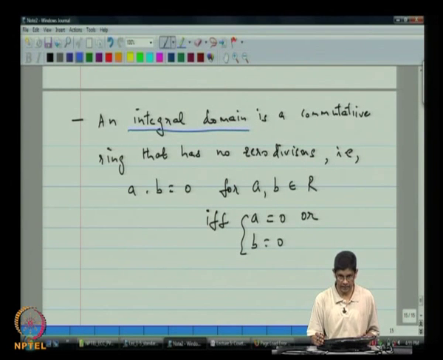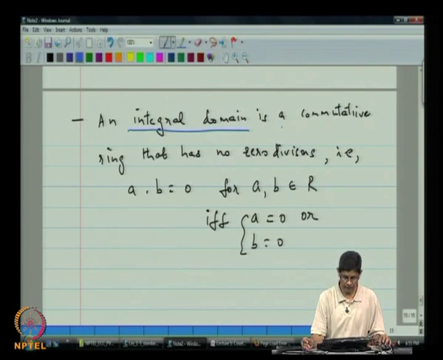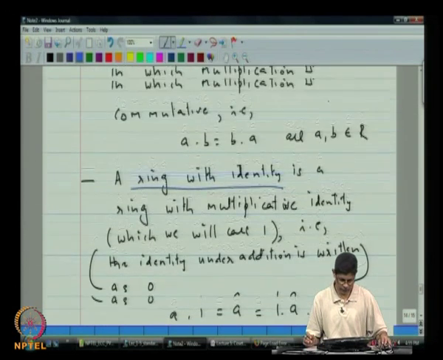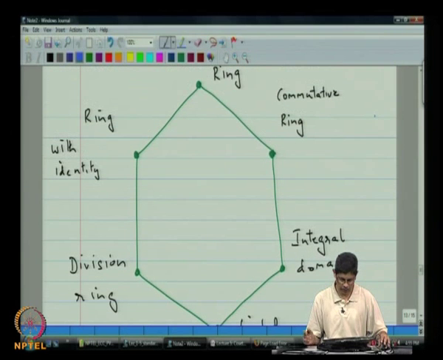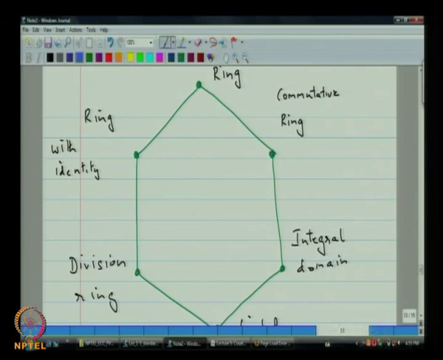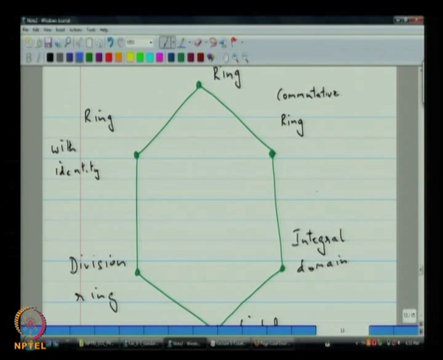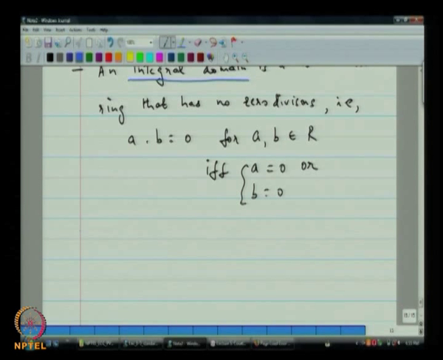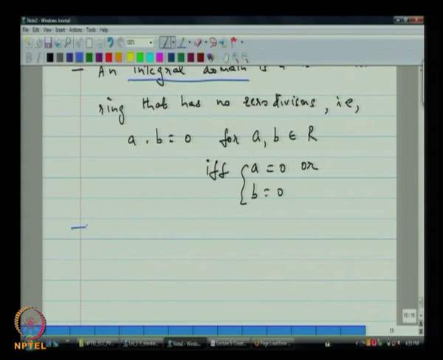Now notice that an integral domain requires that the ring be commutative. In a way, that is why we list it in this figure, we list it below. Here is the property of it being commutative, and below that we have the integral domain property. And finally, we have a field.